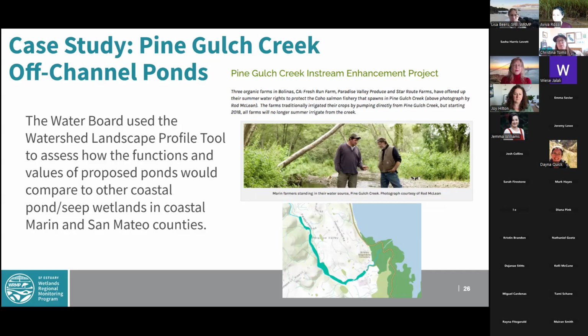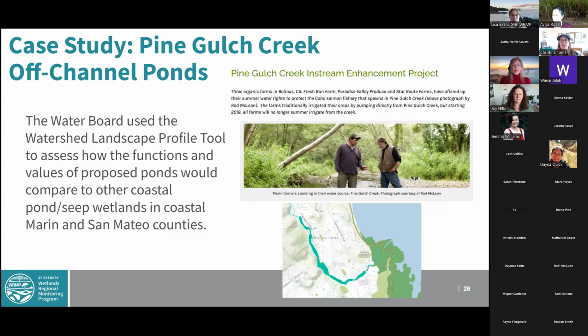And one of the tools that the Water Board used to support the permitting of this project was the Watershed Landscape Profile tool. In a lot of locations, these irrigation ponds were located in areas that already supported some floodplain seasonal wetlands or some seep wetlands, some kind of wetland type. And we had to think about, okay, what are the trade-offs between these wetland types and this proposed irrigation pond.